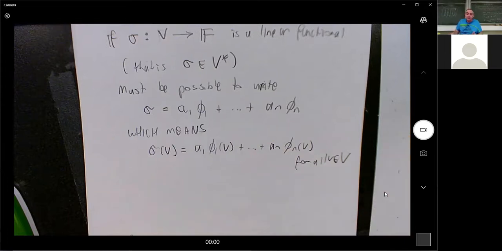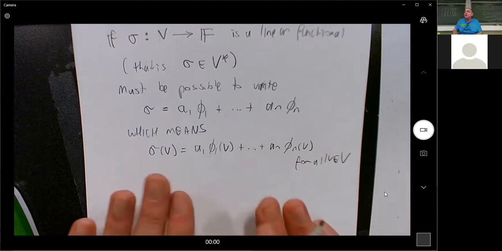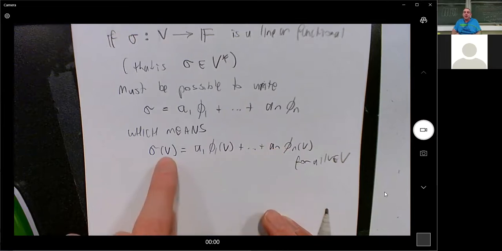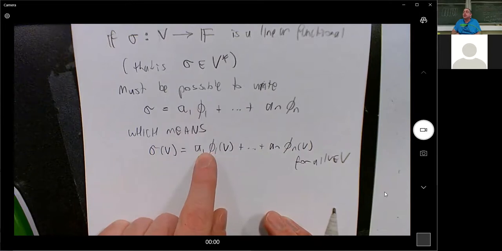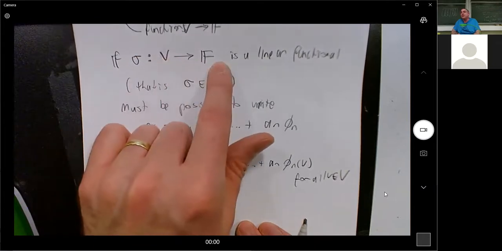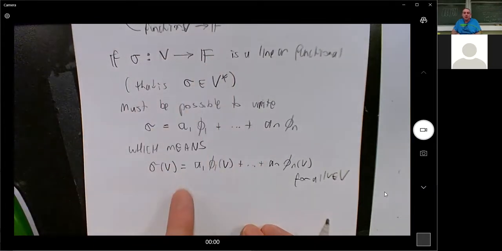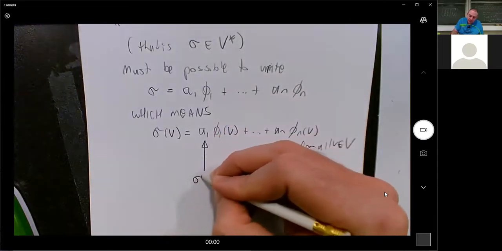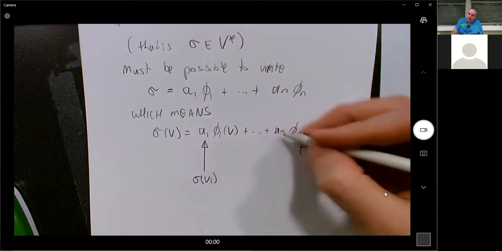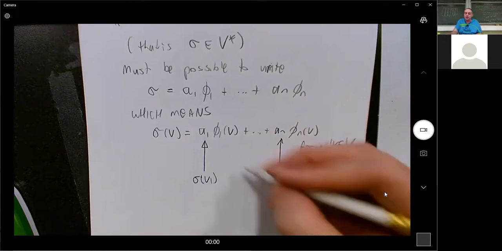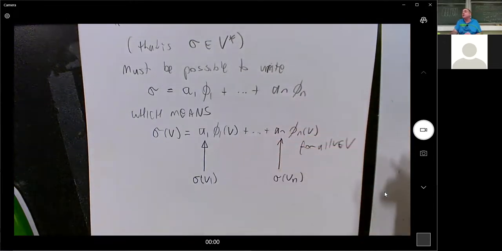And it turns out that the way to figure out what these correct numbers are is to figure out what sigma of V1 is, because sigma takes the vector space and produces something in the field. And so it turns out that the correct number to go in the first spot is sigma of V1. The correct number to go in the second spot is sigma of V2. And the correct number to go in the last spot is sigma of Vn.